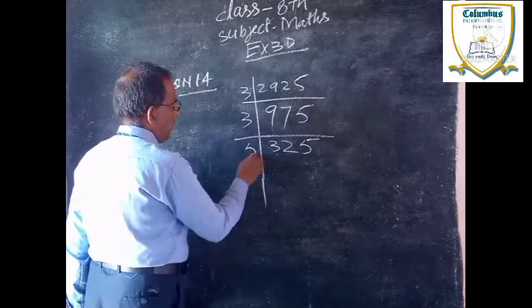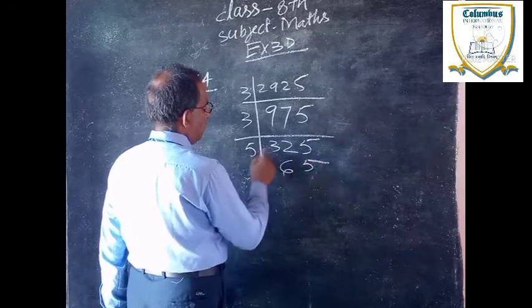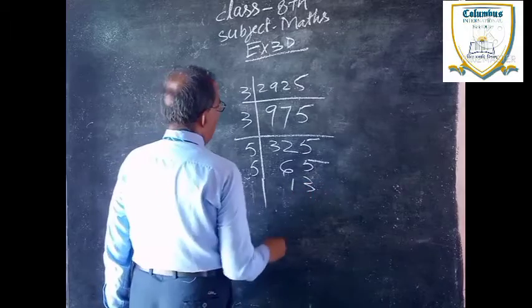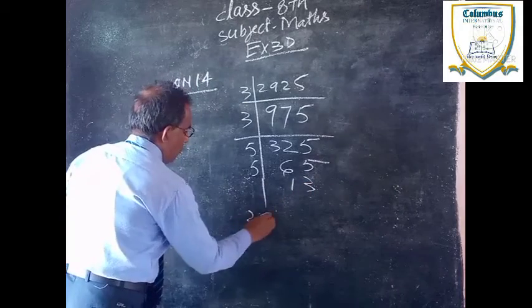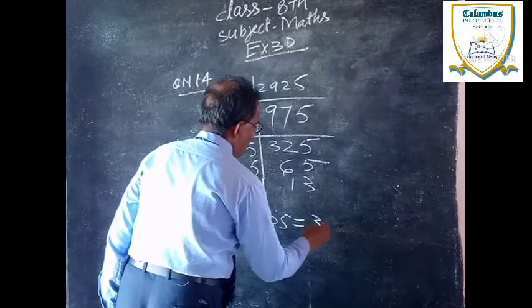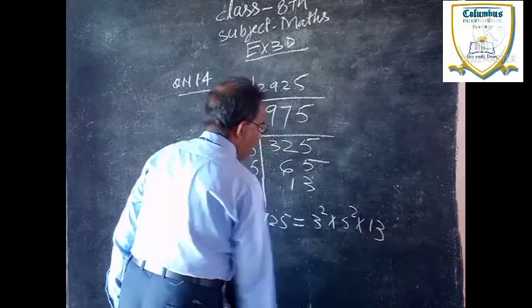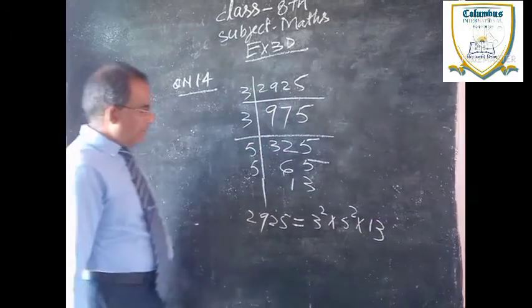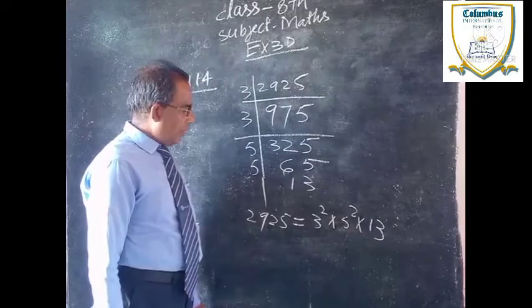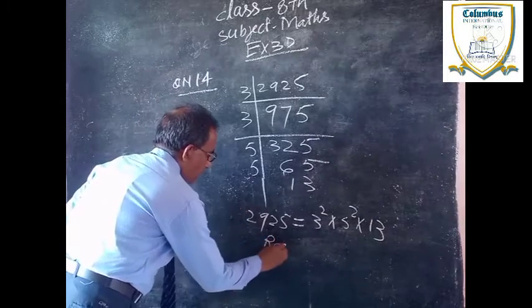So we shall divide by 5. 5 sixes are 30, 5 fives are 25, 5 thirteens, and now 13. This number can be written like 2925 equal to 3 square into 5 square into 13. It means if this number is divided by 13, the given number will become a perfect square. That is, the required number equals 13.